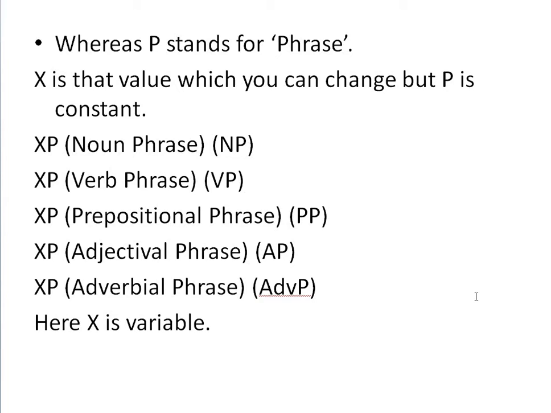So the thing to be noted here is that X is variable. We can change the value of X, but we cannot change the value of P. P is constant, that is, P means phrase. We cannot put the clause in P, we cannot put the sentence in P. The P is constant, that is for the phrase, whereas X is for either the noun, the verb, the adjective, or the adverb.